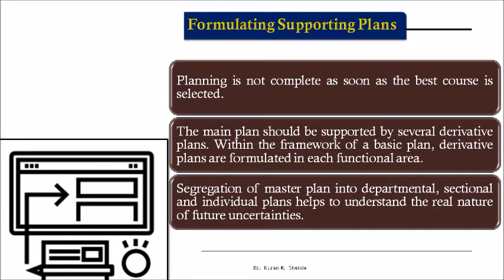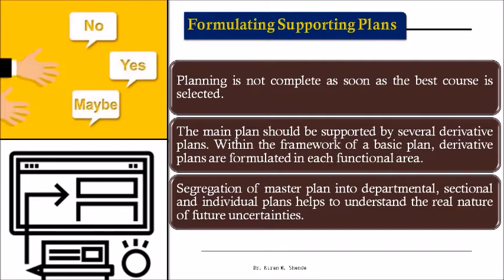Segregation of the master plan into department, section and individual plans will help to understand the real nature of future uncertainties. So the main master plan has to be broken down into various segments so that you can predict the future uncertainties very clearly. And this is one of the very important steps in the planning process.